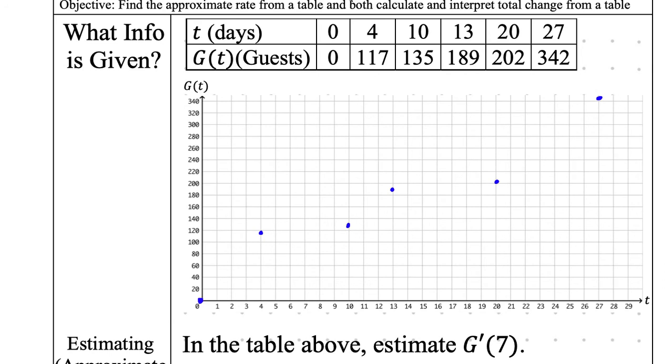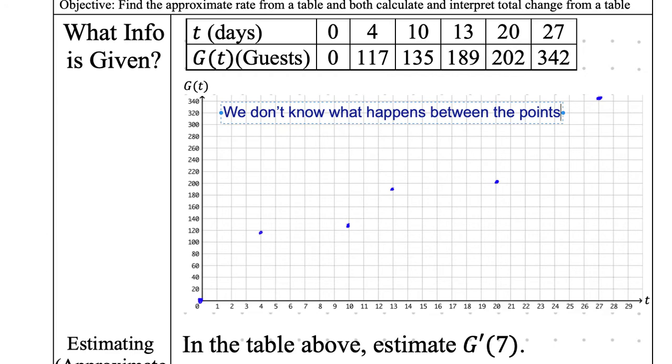Okay, so the main thing, write this down. And you're going to be writing it over and over again. We don't know what's happening. We don't know what happens between these points. That's the biggest thing to take away from this lesson, the most common mistake.